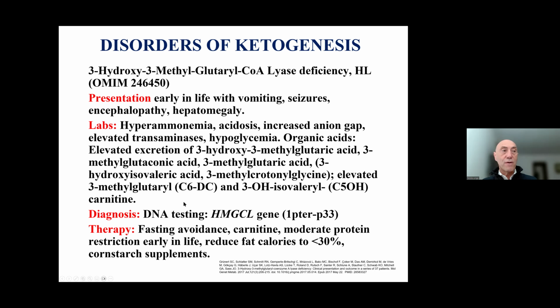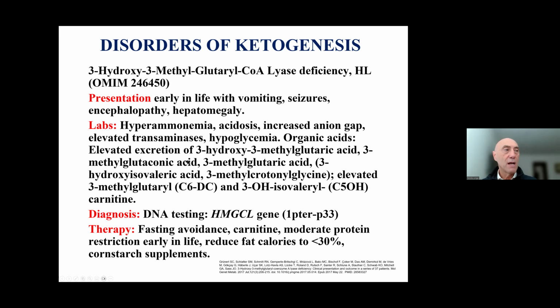The diagnosis is confirmed by DNA testing. The therapy here is a little bit more complicated. These children can become sick, especially if they have a severe deficiency. The therapy is again fasting avoidance. We need to give carnitine because it can become secondarily depleted in this condition. You give a moderate protein restriction to decrease the content of isoleucine and leucine in the diet. You reduce the fat calories, usually after the first year of life, to less than 30% of total caloric content. And some of these patients require a cornstarch supplement at night before going to sleep.